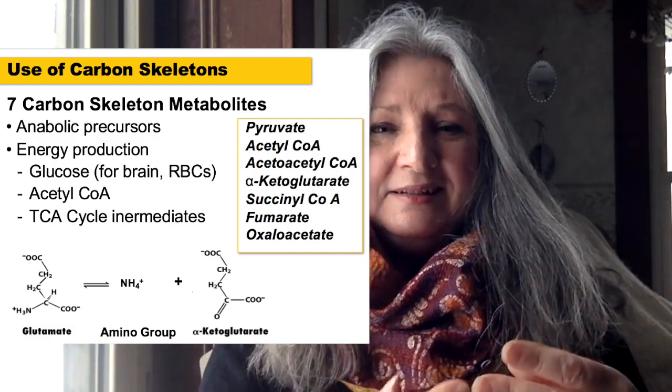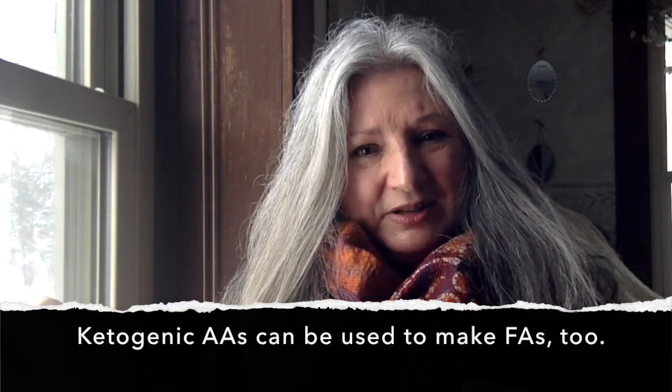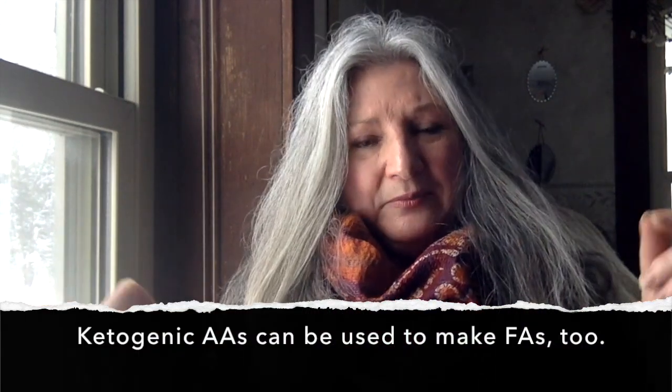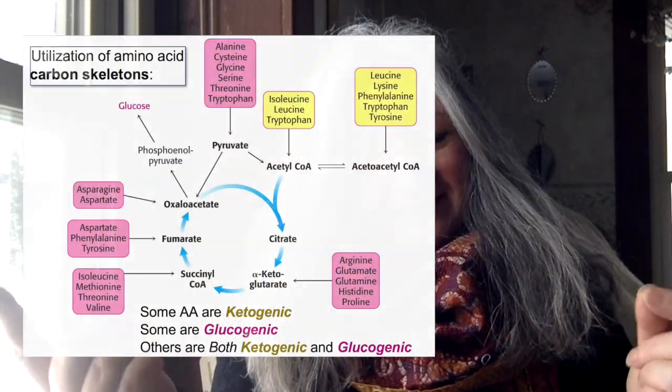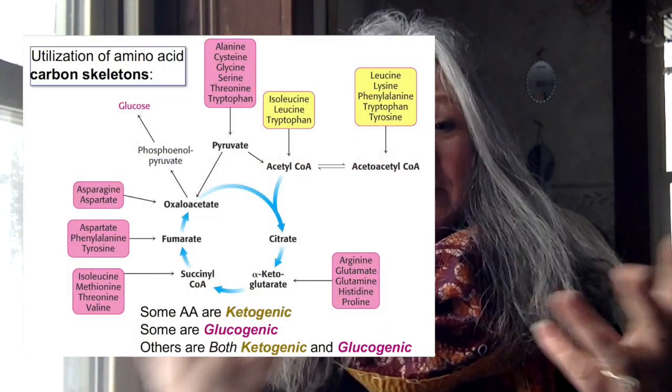These will feed into the TCA cycle at certain points. Then the liver has its favorite food. It likes to break down carbon skeletons in the TCA cycle. So it's all good. We can also use these carbon skeletons for anabolic precursors to either be available for ketone body generation or to be able to be made into glucose. So some are ketogenic and some are glucogenic, and some are both.